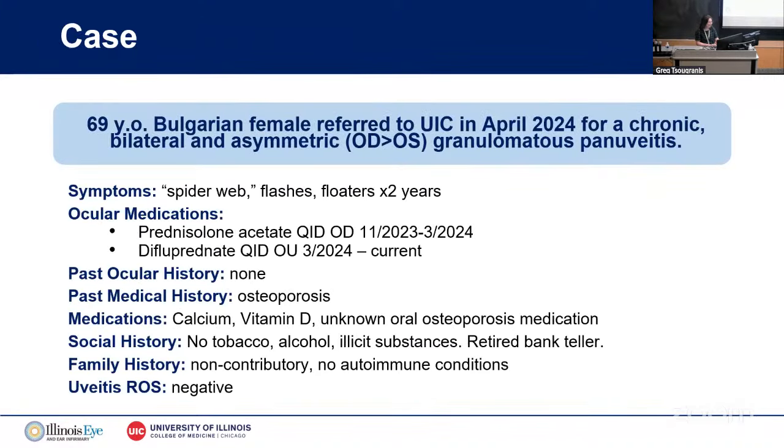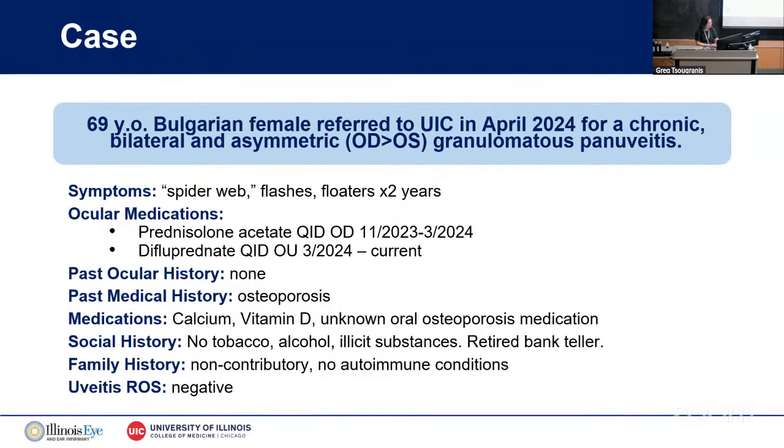So this is the case of a 69-year-old female. She was referred to UIC in April 2024 for a chronic bilateral and asymmetric granulomatous panuveitis. Her symptoms, she described some spider webs and floaters in both eyes for the past 2 years, some flashes in the right eye. She was already on difluprednate QID OU when she first presented to us. This was switched from Pred Forte due to worsening inflammation.